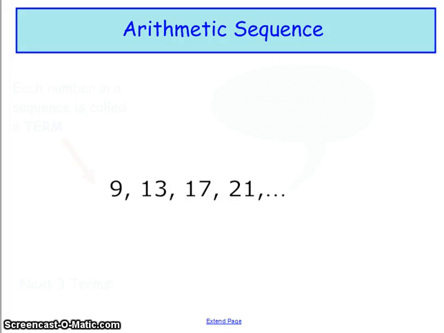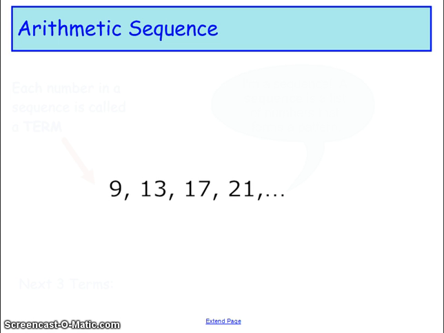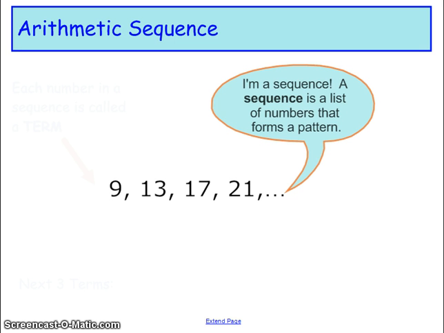This is a video about arithmetic sequences. That's a word that looks like arithmetic, but when we put it in front of sequence, we pronounce it arithmetic. 9, 13, 17, 21, and then the ... indicates that this list goes on forever, is an example of a sequence. A sequence is just a list of numbers that forms a pattern.